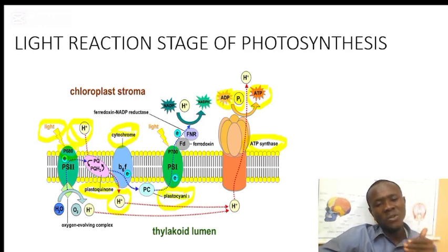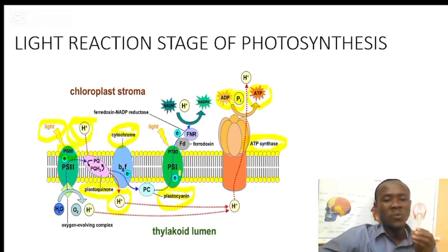As this electron is moving, it loses energy. As we said, that lost energy will be used to move hydrogen ions from the stroma of the chloroplast into the thylakoid of the chloroplast. As the electron moves, what happens? They reach photosystem 1, PS1.